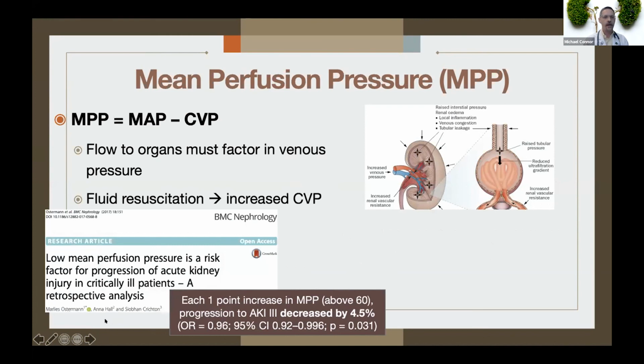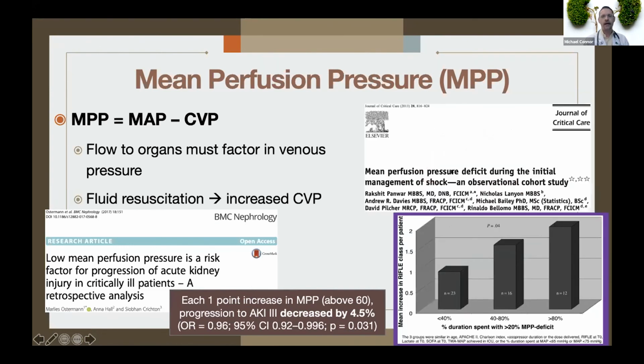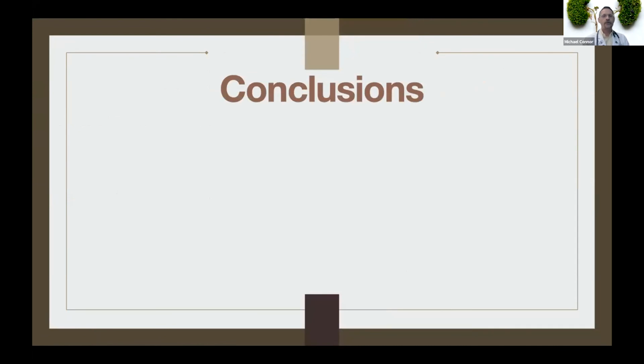There were a couple of articles that have shown that low mean perfusion pressures increase your risk of acute kidney injury. So for each 1 point increase in mean perfusion pressure above 60, the progression to AKI stage 3 decreased by 4.5%. Another study characterized the mean perfusion pressure deficit: how long did the patients have a mean perfusion pressure deficit of greater than 20% from normal, and the increased time that you have a low mean perfusion pressure increases your risk of advanced AKI. So we don't have yet a lot of prospective studies looking in the ICU about whether or not we should be targeting, for example, mean perfusion pressure as opposed to just mean arterial pressure or flow.